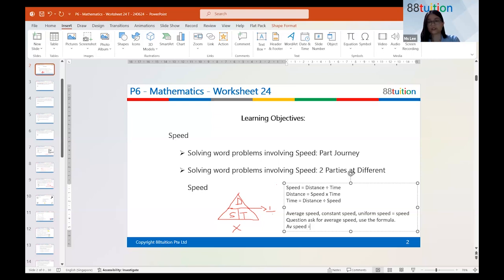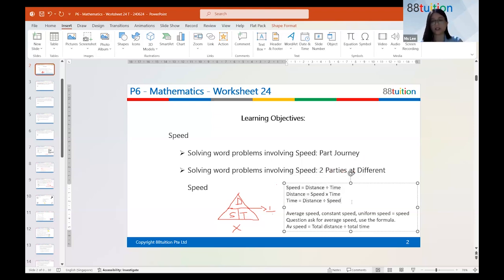Average speed is equal to total distance divided by total time. Do not add the speeds together and divide by the number of speeds that you're finding. It doesn't work that way. You must use the formula. To find anything, use the formula. Some schools may teach you in a unit manner, but I feel that using the formula is the easiest way.